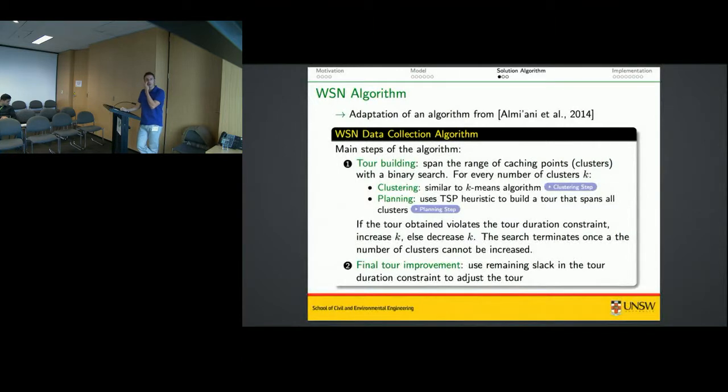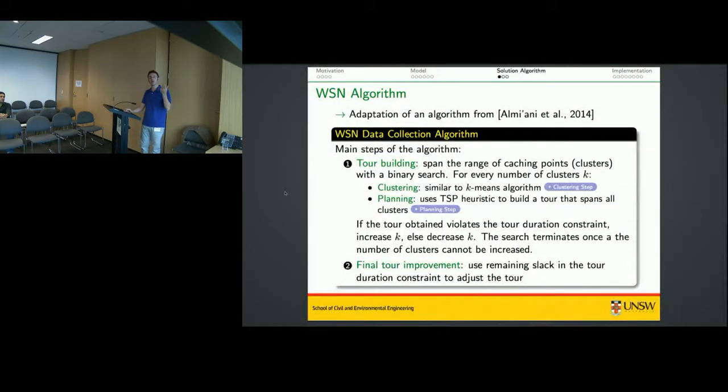Now, the final tour improvement will simply try, once we have a number of caching points, within each cluster we obtain, to get the caching point as close as possible to the cluster center, which we had obtained at the previous clustering step. So the clustering step had given us a cluster and a cluster center, the node which minimizes this total distance, but that node may not have been the node which was closest to the tour. So it may not have been the node which was chosen during the planning step as the node to visit. We have not imposed in the planning step to visit the cluster centers. We have imposed to visit a node within each cluster.